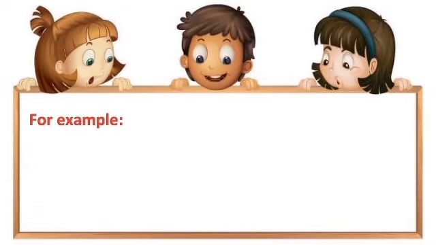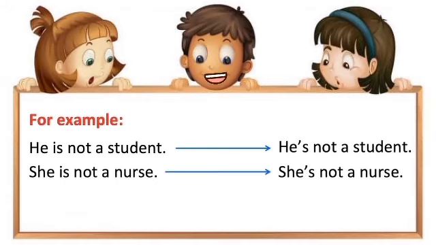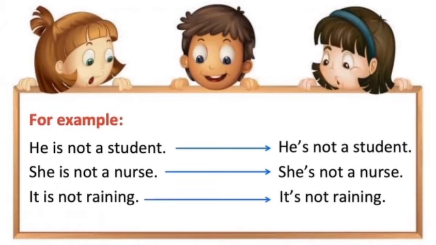The negative form examples are he is not a student, or he's not a student. She is not a nurse. She's not a nurse. It is not raining. It's not raining. Or we can say, it isn't raining.